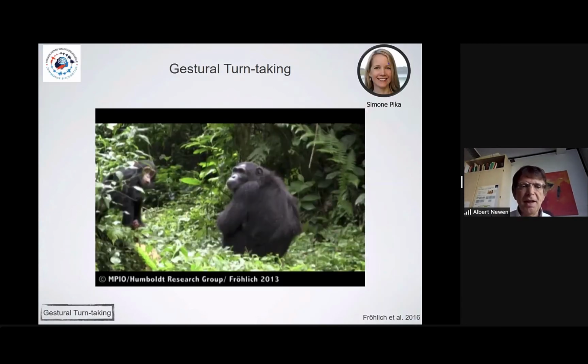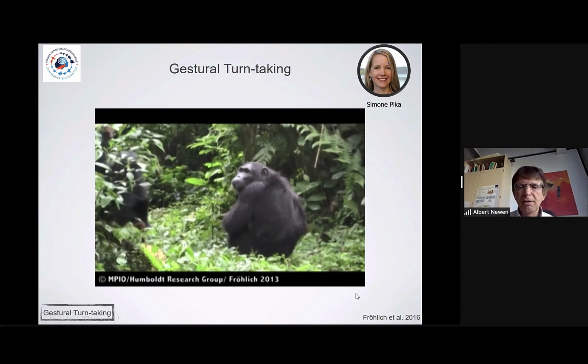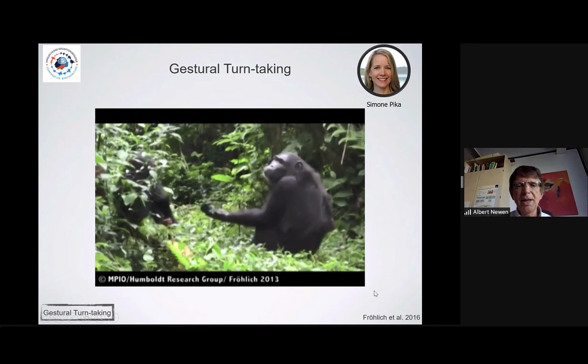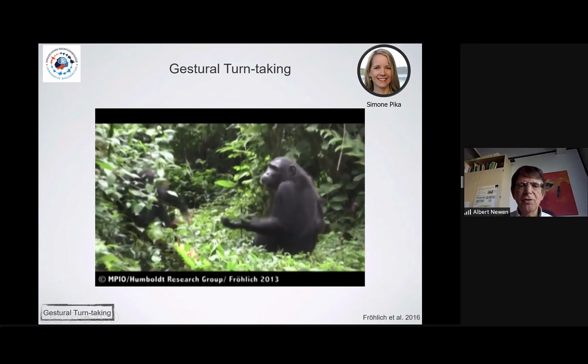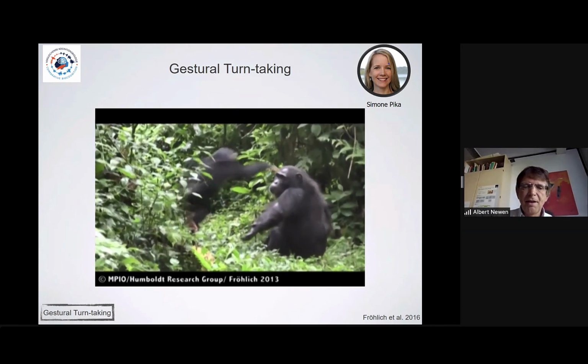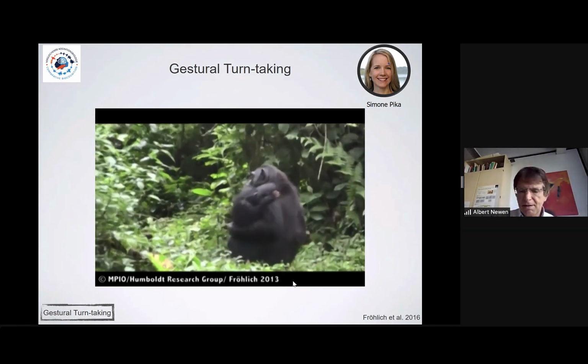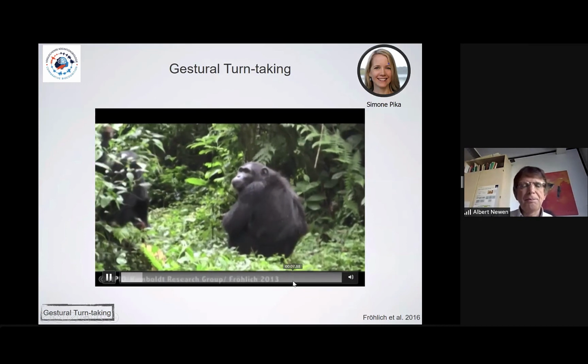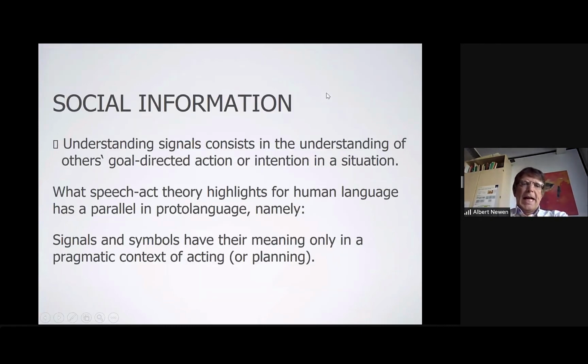So here is an example, a video from the fieldwork of Simone Pika. I'm grateful that she gave it to me. You can see the gesturing and the consequence that is realized here. So understanding a signal consists in the understanding of others' goal-directed action or intention in a situation, while this is really understood in a low-level sense.